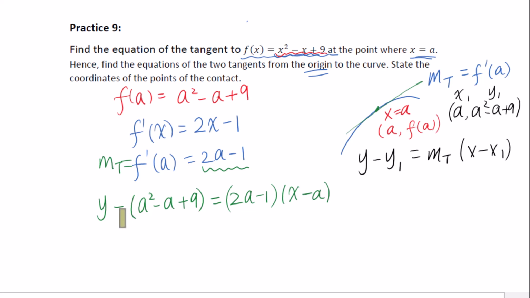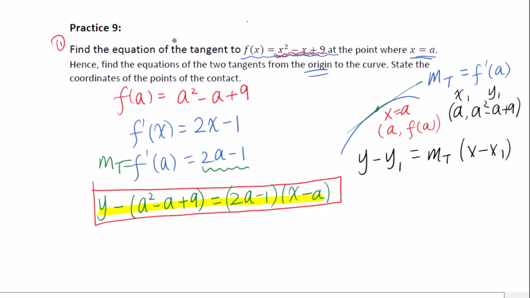You don't have to simplify. You just leave it as it is, because this is the point-slope form of a linear function. So this is the solution to the equation of a tangent line. Hence, find the equation of the two tangent lines from the origin to the curve. State the coordinates of the points of contact.